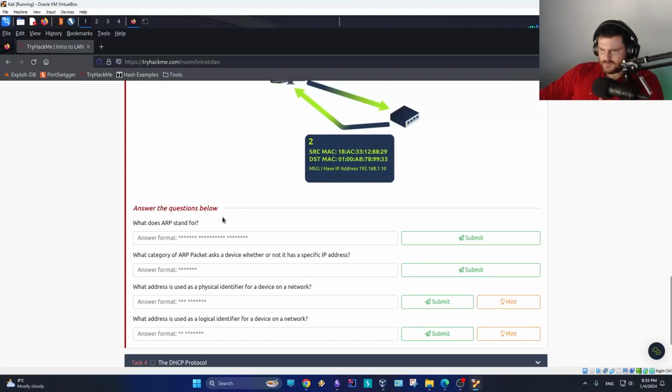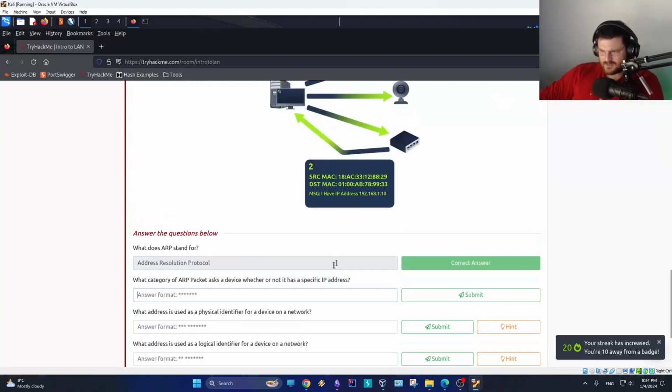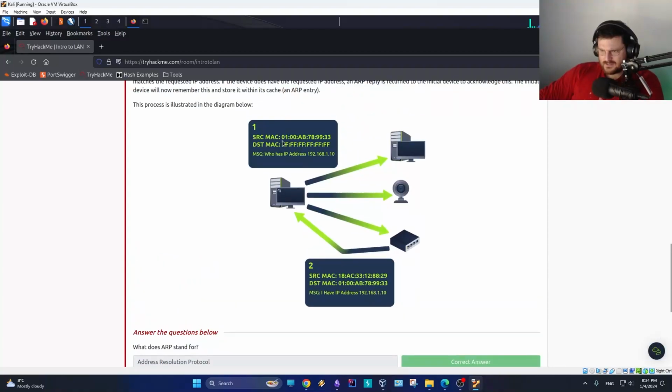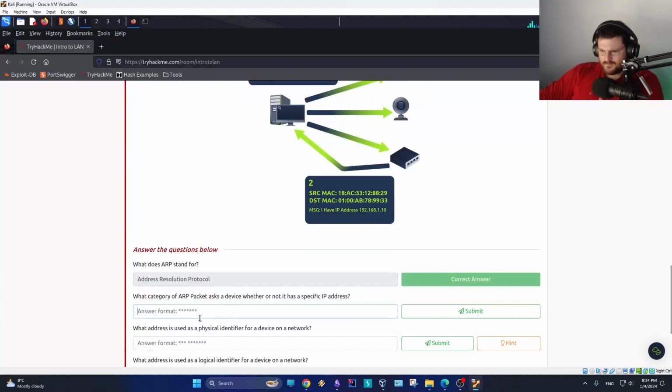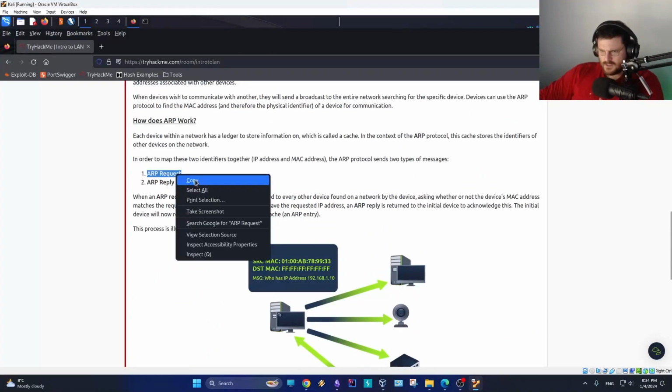As I told you, the questions: what does ARP stand for? Address Resolution Protocol. What category of ARP packet asks a device whether or not it has a specific IP address? Here you can see the ARP request.